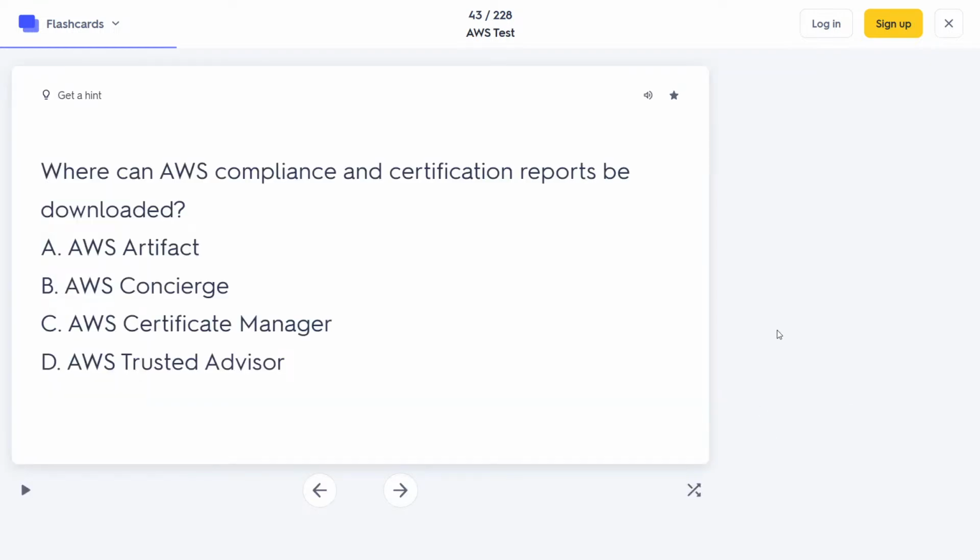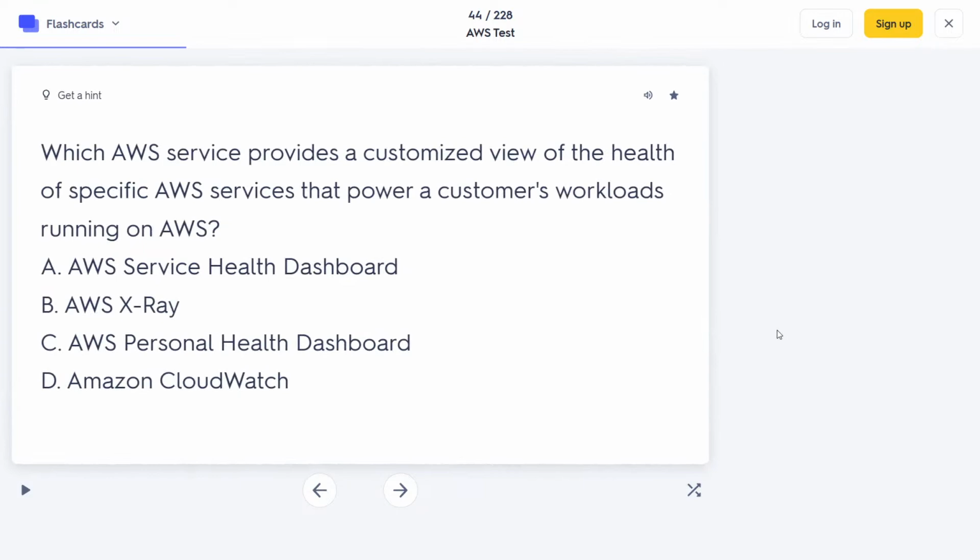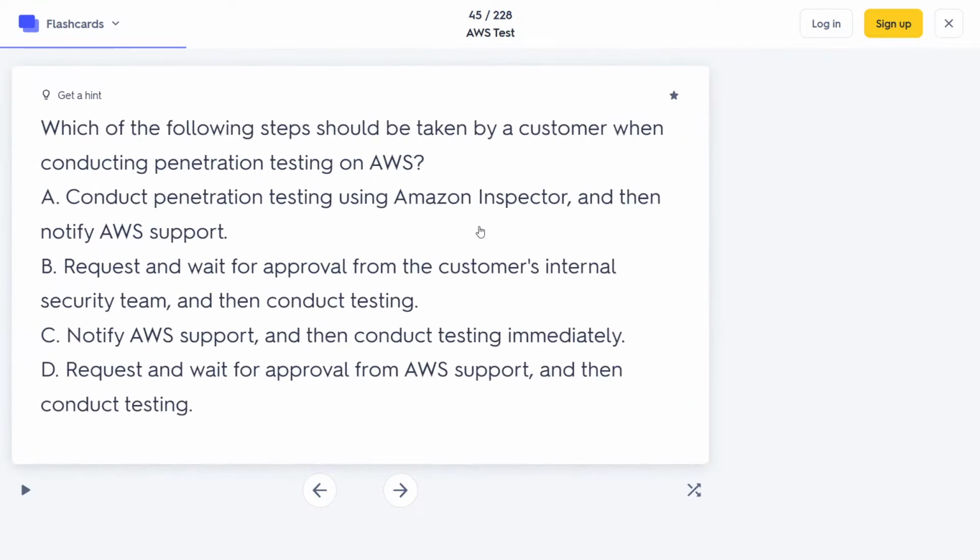Which AWS service provides a customized view of the health of specific AWS services that power a customer's workload running on AWS? So that's a really nice question. I will go with option number C, even though option number A sounds more like it, because option number A doesn't exist. There's no thing called AWS service help desk. So yeah, that is what it is.